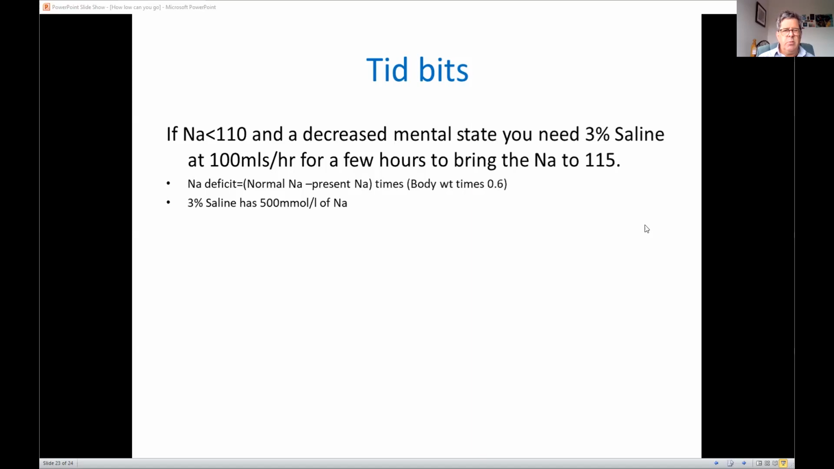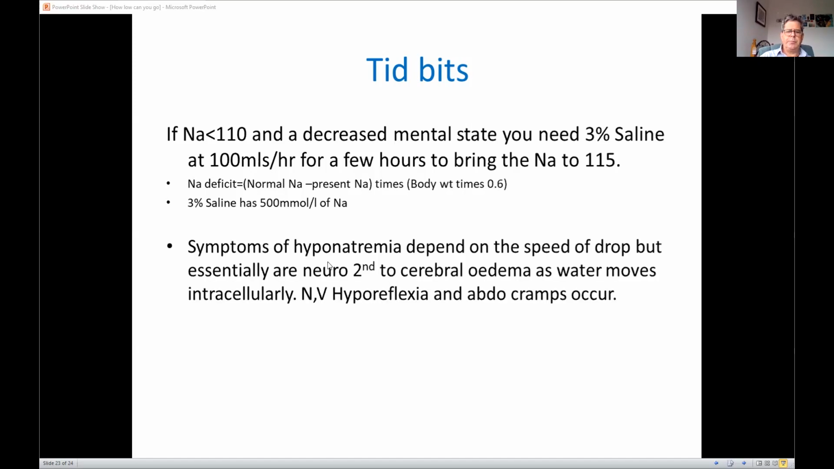How much do you give? Most of the time, I would give 100 mils and then reassess in a couple of hours. 100 mils over an hour. You can actually work out what the sodium deficit is, and therefore how much 3% saline you'll have to give to bring it back up to normal. But that's going to be over a longer period of time. The reality is you give some, reassess where you're up to.